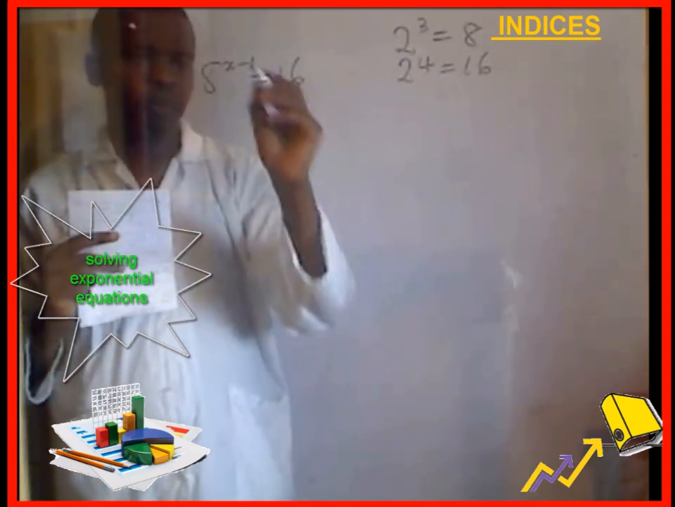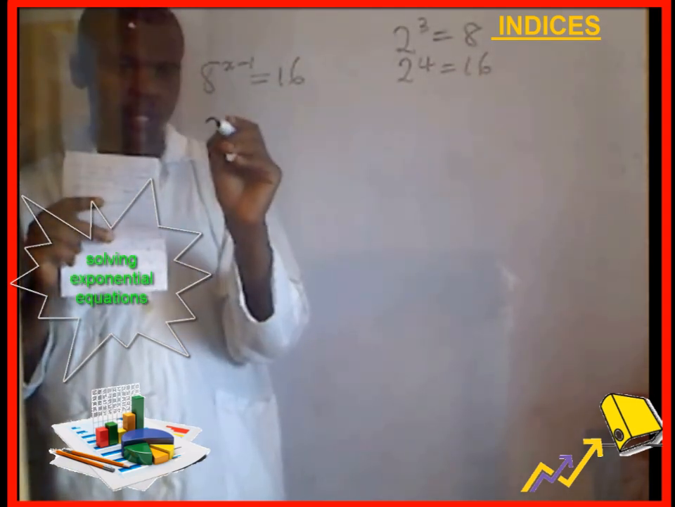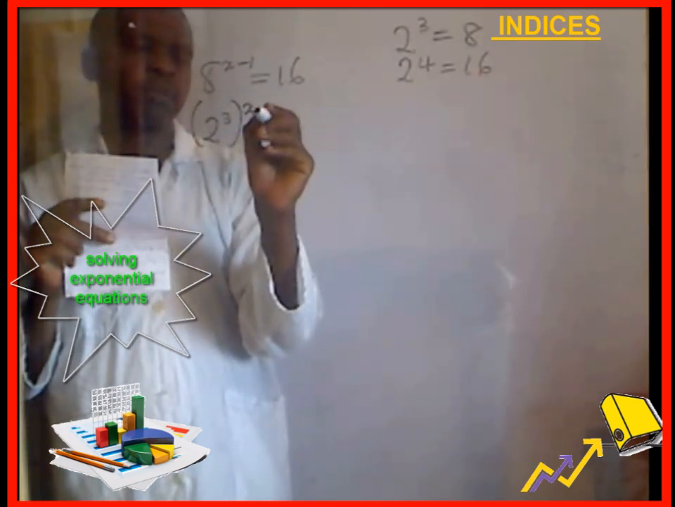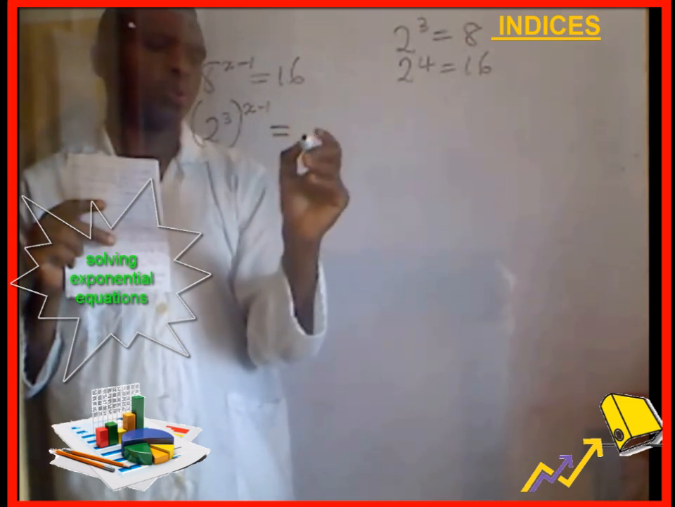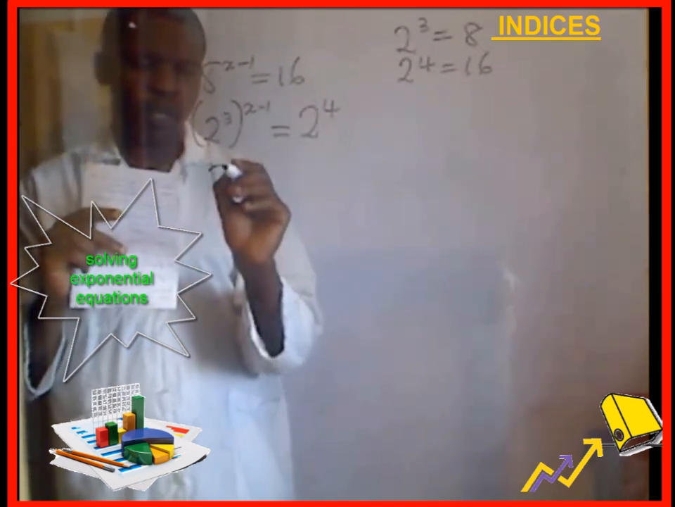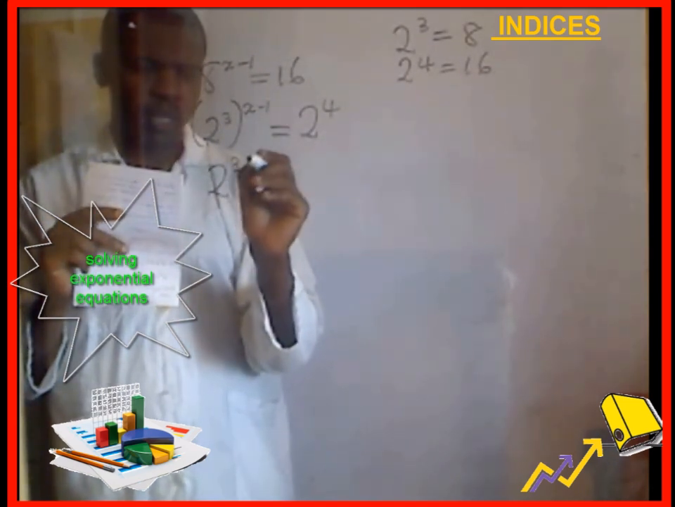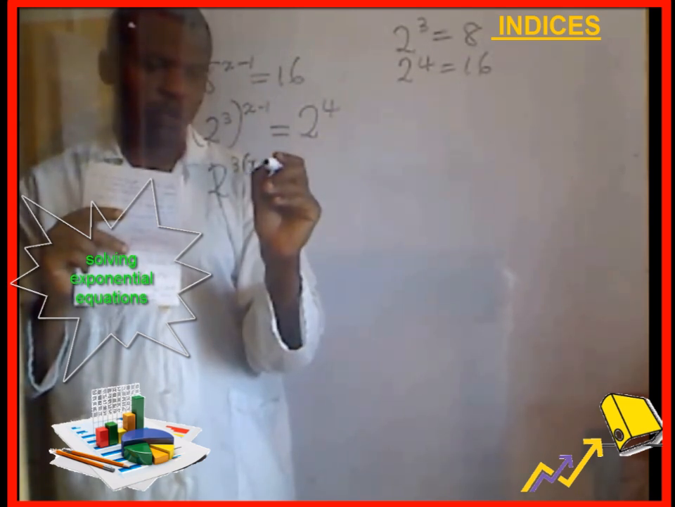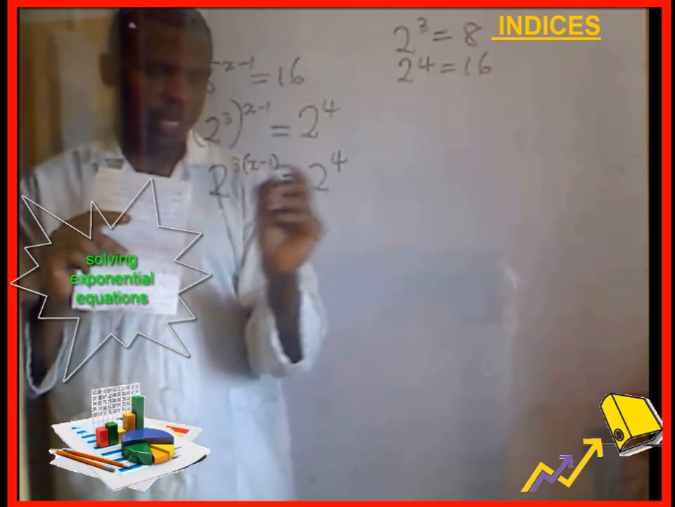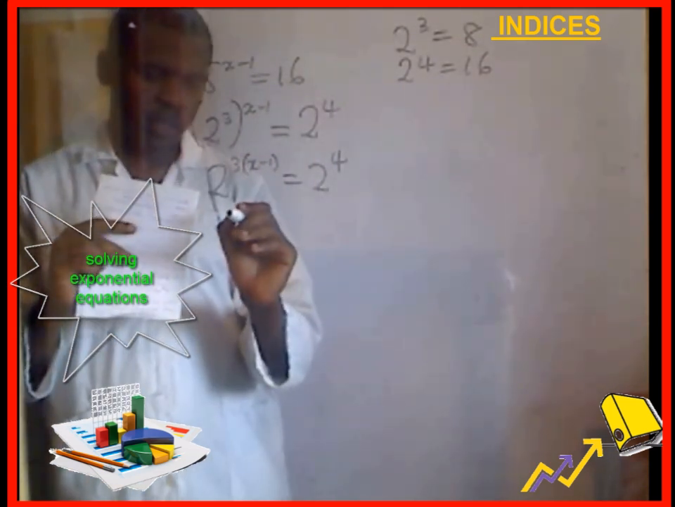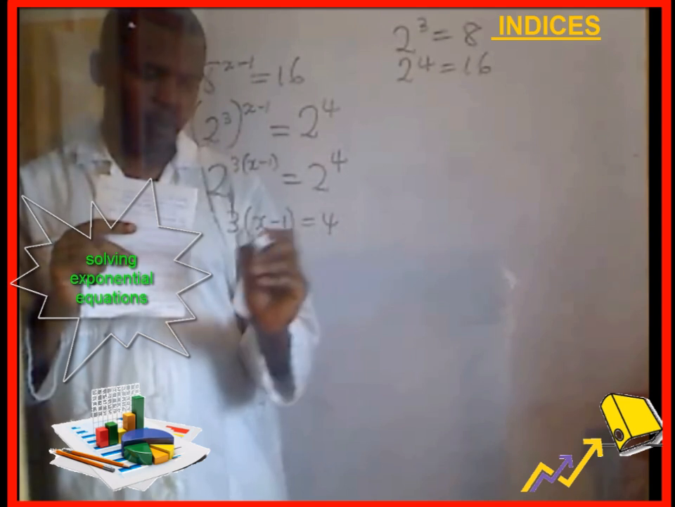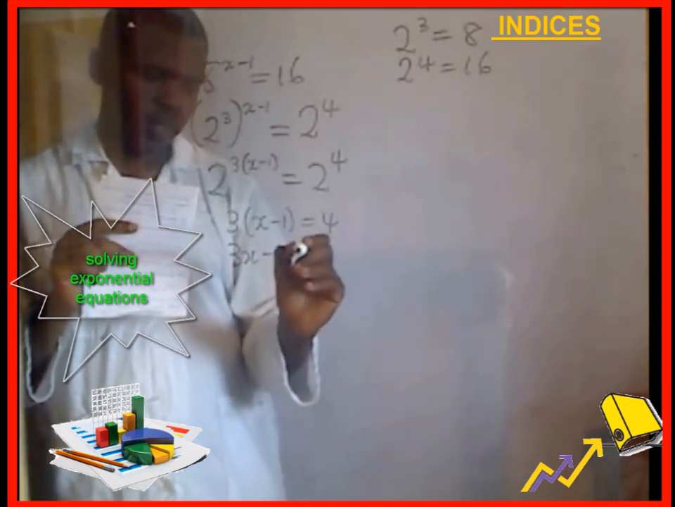Let's apply these index numbers in our equation. I'll have 2 to the third, all raised to the power x minus 1 is equal to 2 to the 4th. So let's rewrite this. This will be 2 raised to the power 3 times x minus 1 is equal to 2 to the 4th. The base is the same, so I can then equate powers. This is 3 times x minus 1 is equal to 4. So I open the brackets. 3x minus 3 is equal to 4.